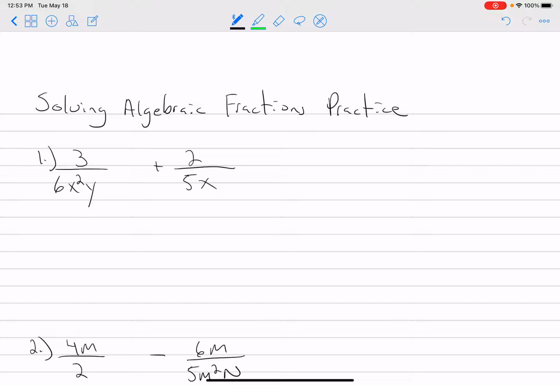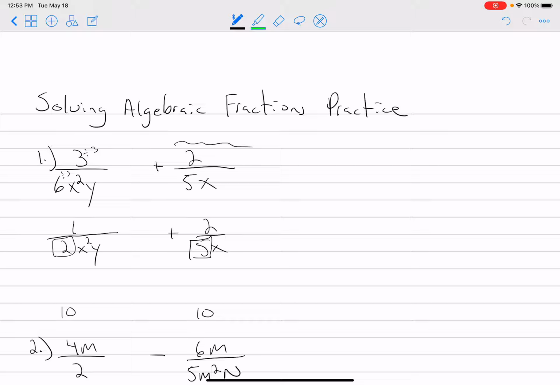Cool, you did it. Hopefully you simplified first. So you could see a 3 and a 6. I can simplify that. Divide by 3, divide by 3. So I'm going to get a 1/2 x squared y plus, there's nothing to simplify here. So I'm looking at my denominators between a 2 and a 5.